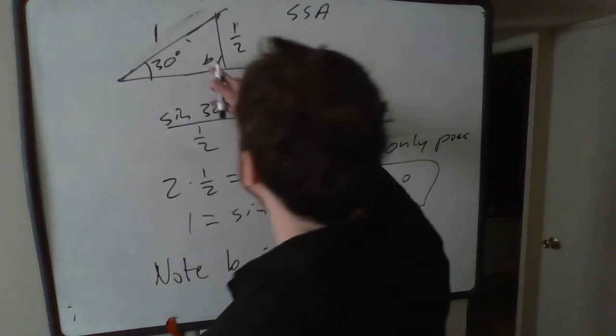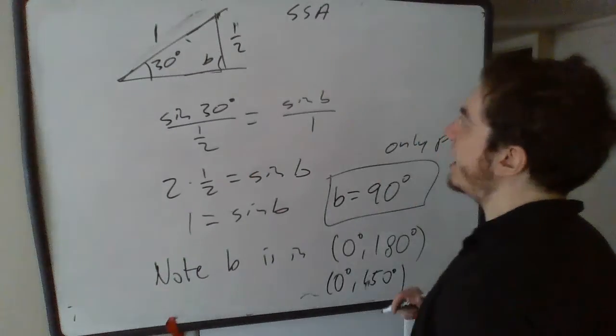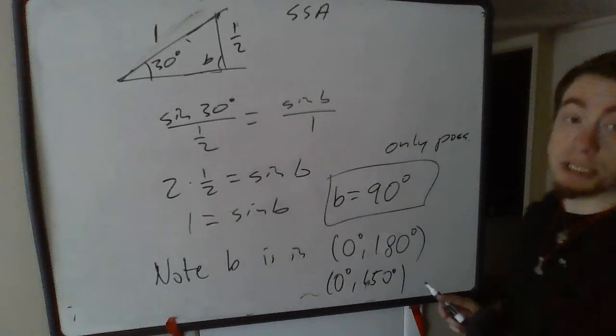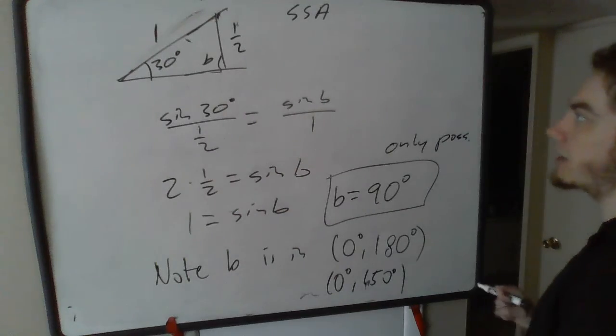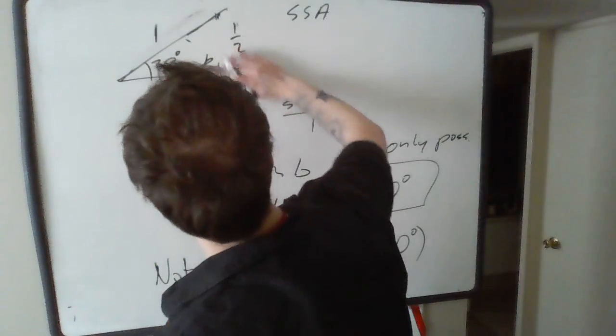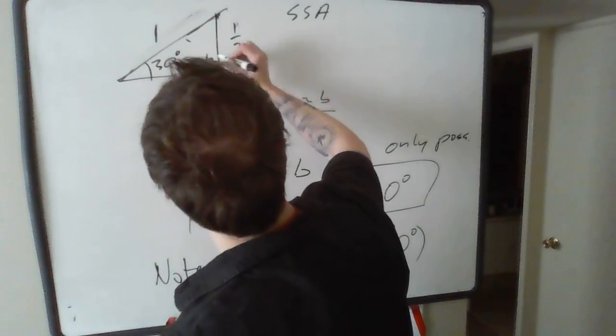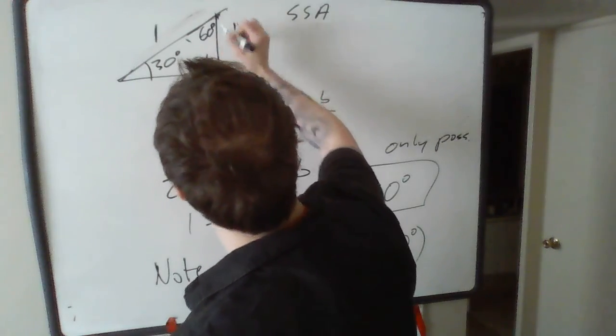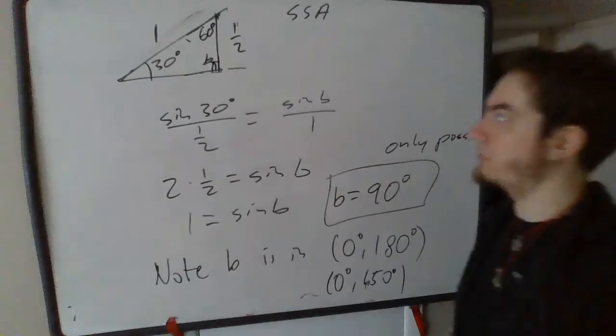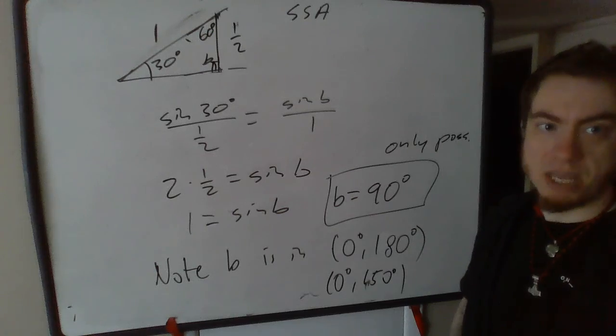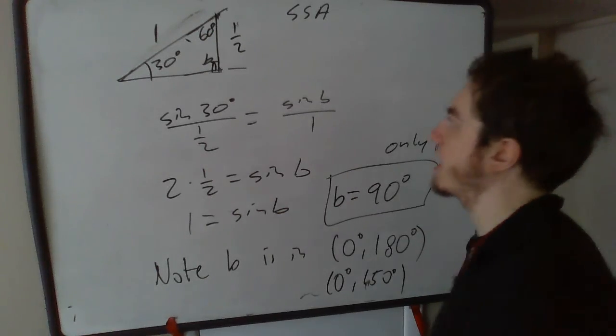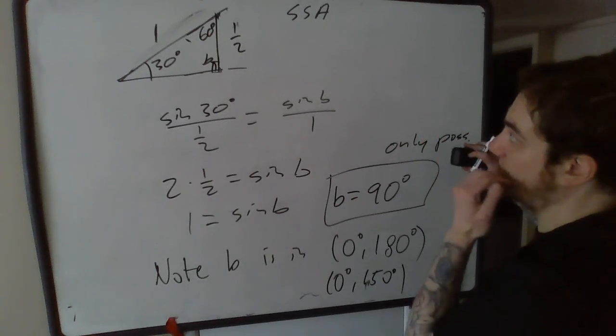So once I know that this is an angle of 90 degrees, the rest of this problem is fairly straightforward. I'm going to leave it to you to work out the rest. Once I know that this is a 90-degree angle, I see that this is a 60-degree angle, and it's a simple matter to figure out the length of this bottom. It comes out to be square root 3 over 2, but I will leave it to you to work out those details.